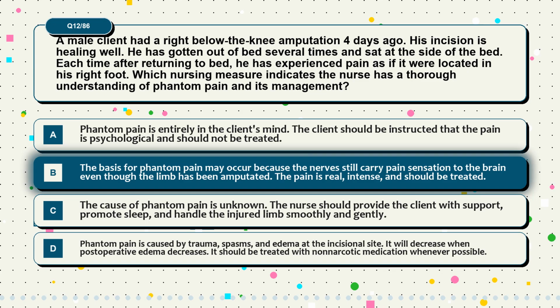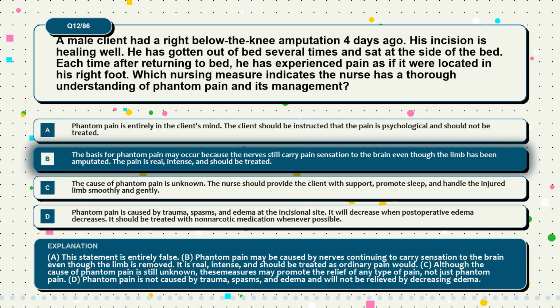The correct answer is option B. The basis for phantom pain may occur because the nerves still carry pain sensation to the brain even though the limb has been amputated. The pain is real, intense, and should be treated. This statement is entirely false. Phantom pain may be caused by nerves continuing to carry sensation to the brain even though the limb is removed. It is real, intense, and should be treated as ordinary pain would.